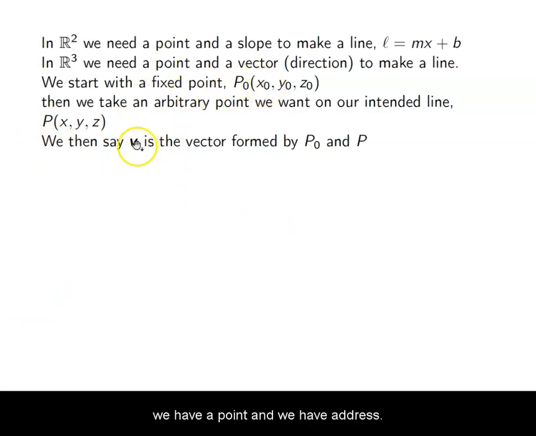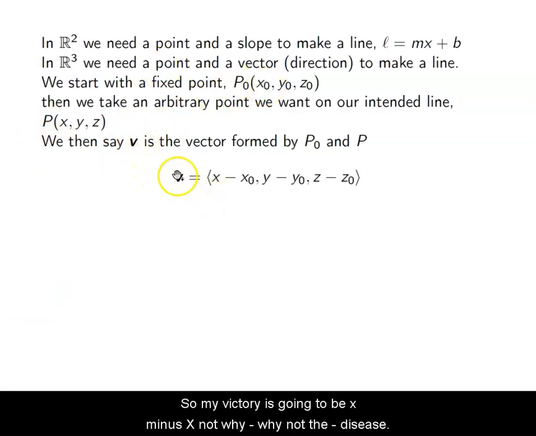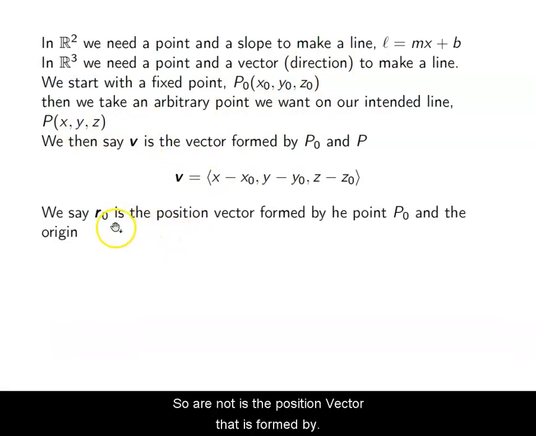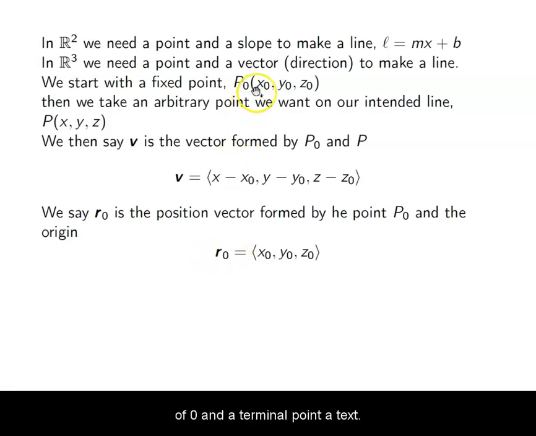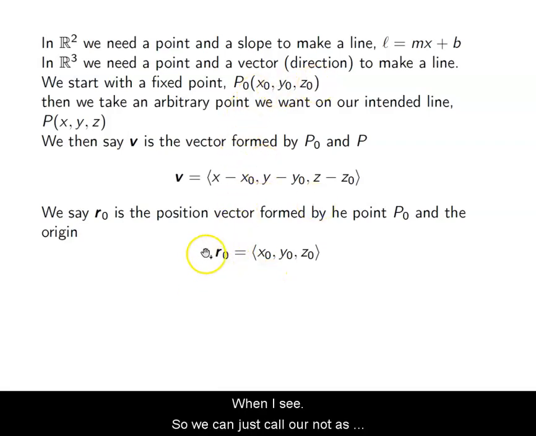So we have a point and we have a direction. So my vector V is going to be x minus x naught, y minus y naught, z minus z naught. Okay, so R naught is the position vector that is formed by our fixed point and the origin, right? So we know that we can consider a vector when we place it at the origin as it's easier to work with, right? So it has an initial point of 0 and a terminal point at x naught, y naught, z naught. So we can just call R naught as that initial position vector, basically, right? So it tells us that initial point, that fixed point.